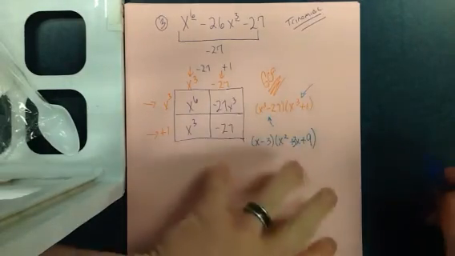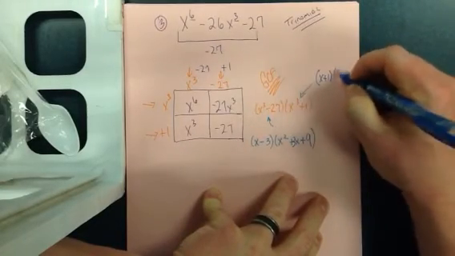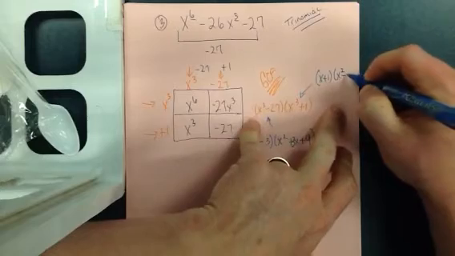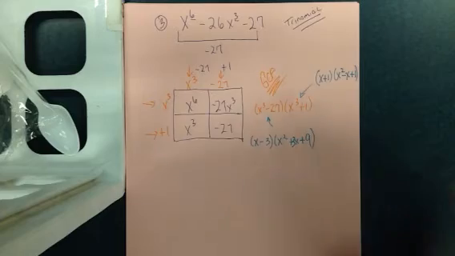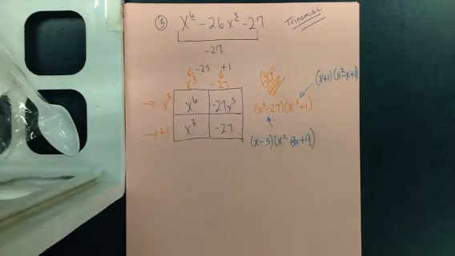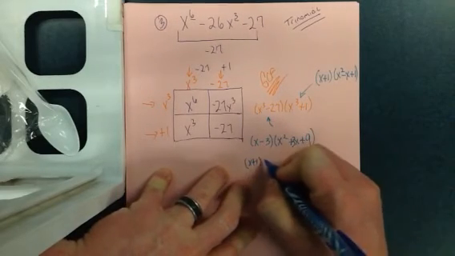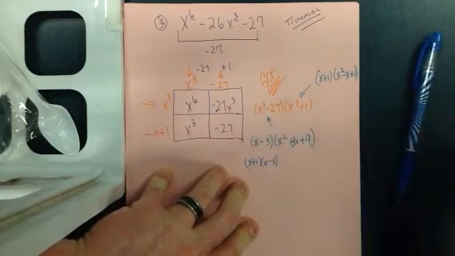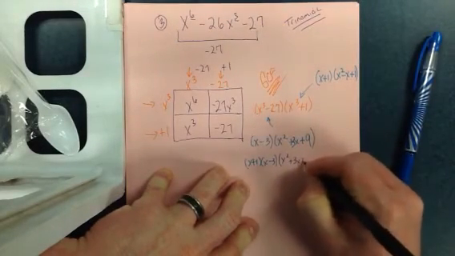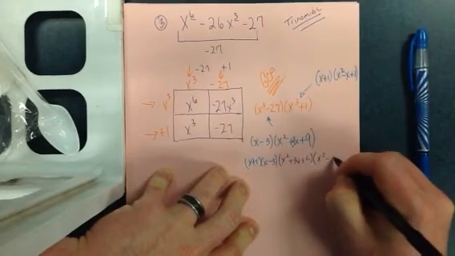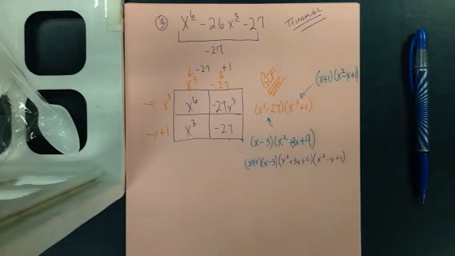Okay? And then this one over here is going to give me x plus 1, and then I end up with x squared minus x, and then plus 1. So there's my factored problem all worked out. So I come down here to x plus 1, x minus 3, and then I have my x squared plus 3x plus 9 and my x squared minus x plus 1, both of which don't factor any further, so we're done with those.